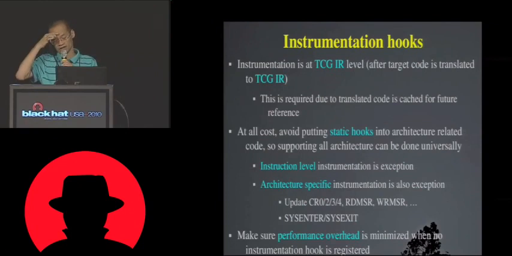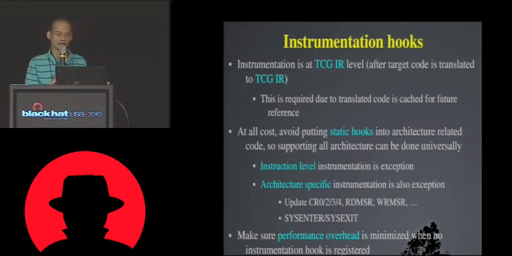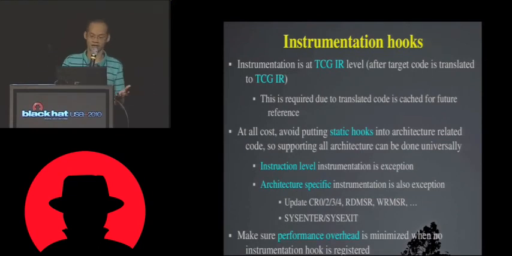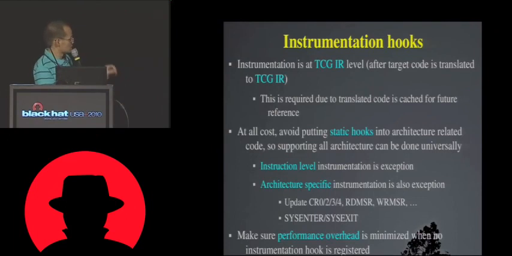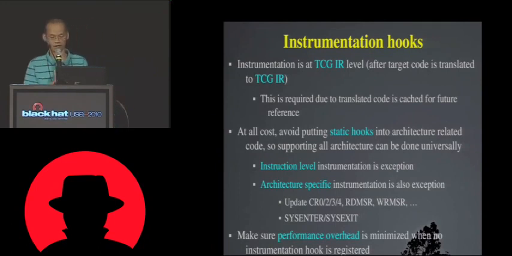Okay, so to build the hook, we instrument at the TCG level, after the target code is already translated to the TCG language. This is required because the translated code is cached, and it's not translated again if it's already in the cache. And when we build the instrumentation hook, we avoid putting the hook into architecture-related code, so we can support all architectures universally in the same way. But there are some exceptions.